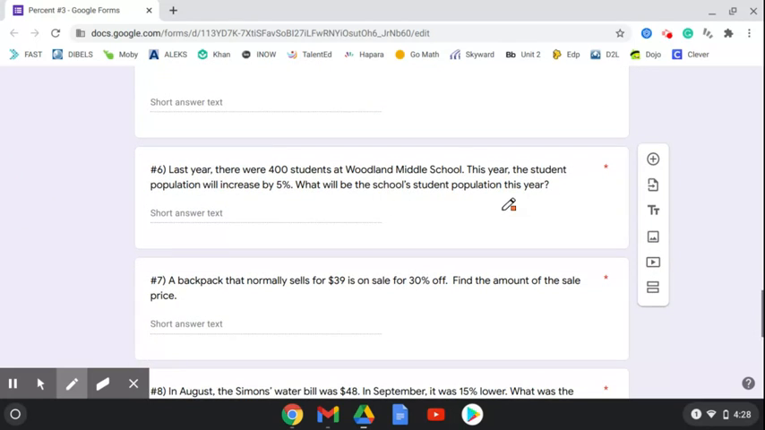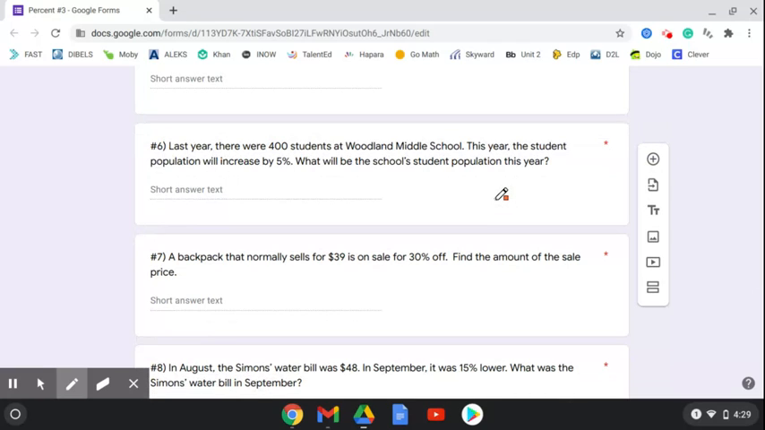Number 6, last year there were 400 students at Woodland Middle School. This year the student population will increase by 5%. What will the school's student population be this year? Okay, so first we could start with way number 1. You could start with 400 students, and they have a 5% increase. So I need to increase this by 5%.